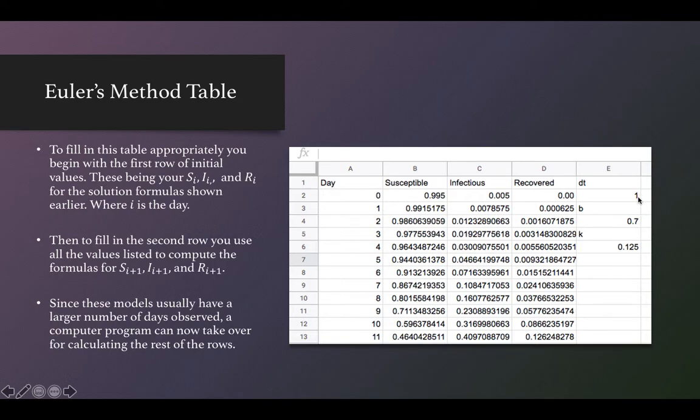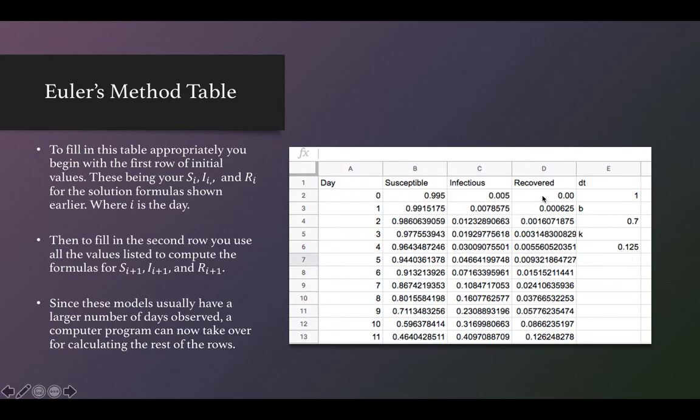Off over here to the right, these were given to us also in the initial statement. So we have a dt of 1 because we are only increasing by 1 day every time we do our iterative process. We've got our b, which is 0.7, that was given. That's the rate of contact with susceptible individuals. And then we've got our k, which is the rate of recovered individuals.